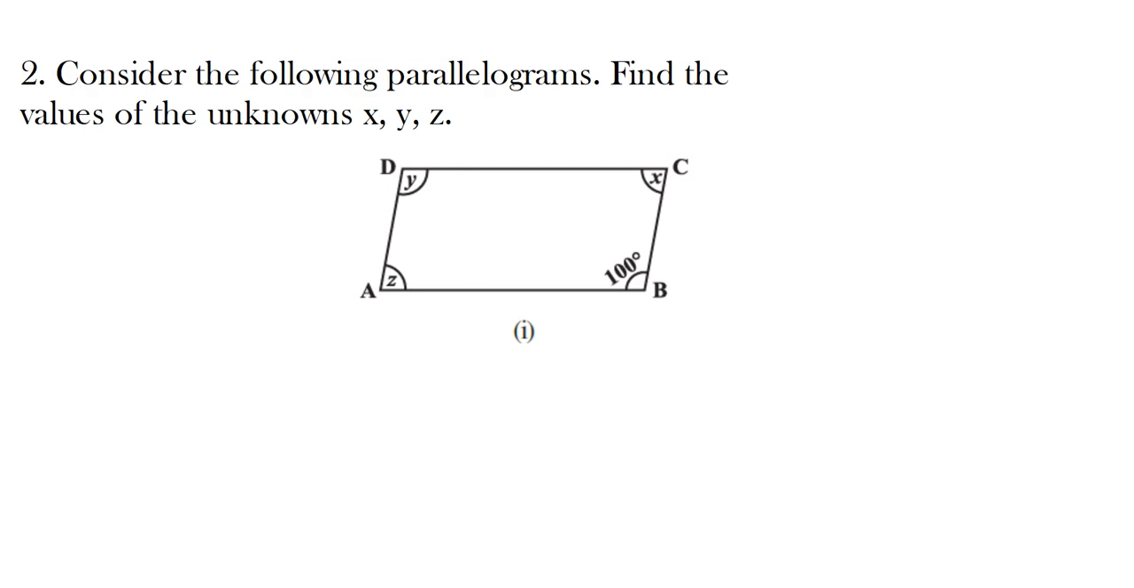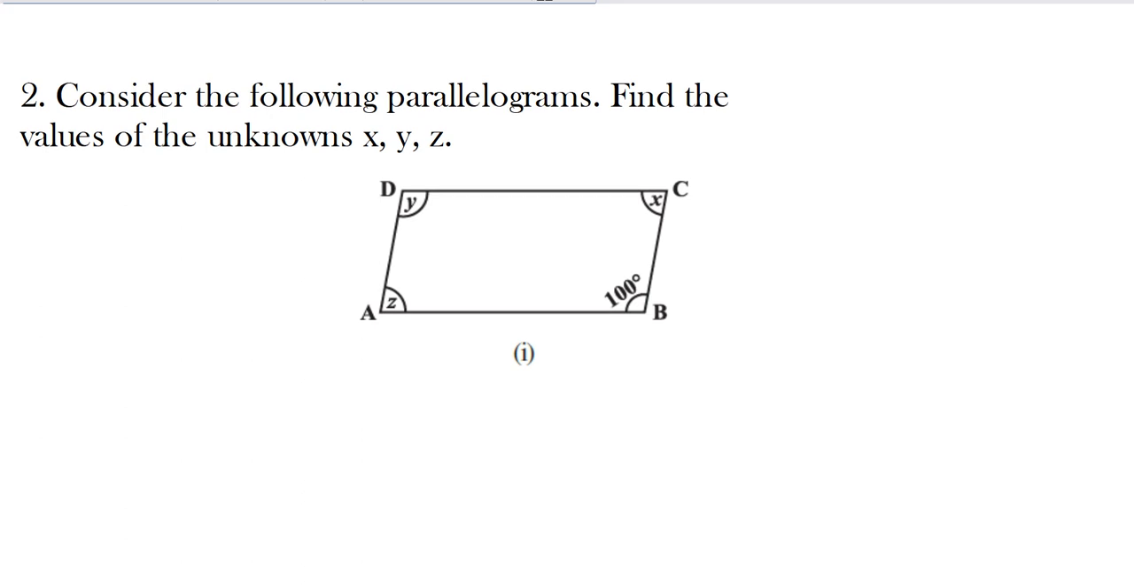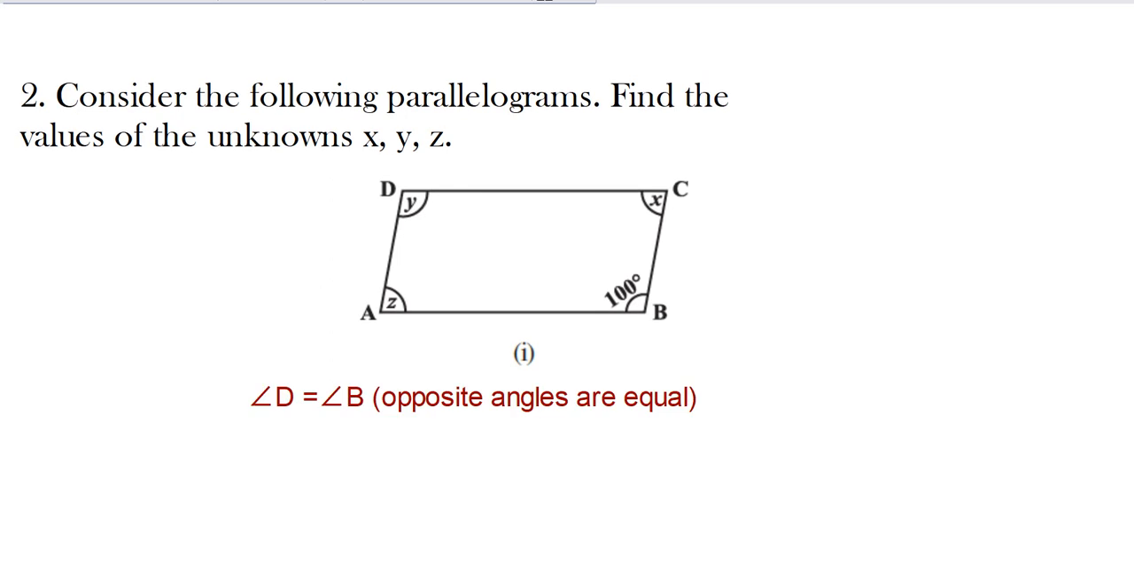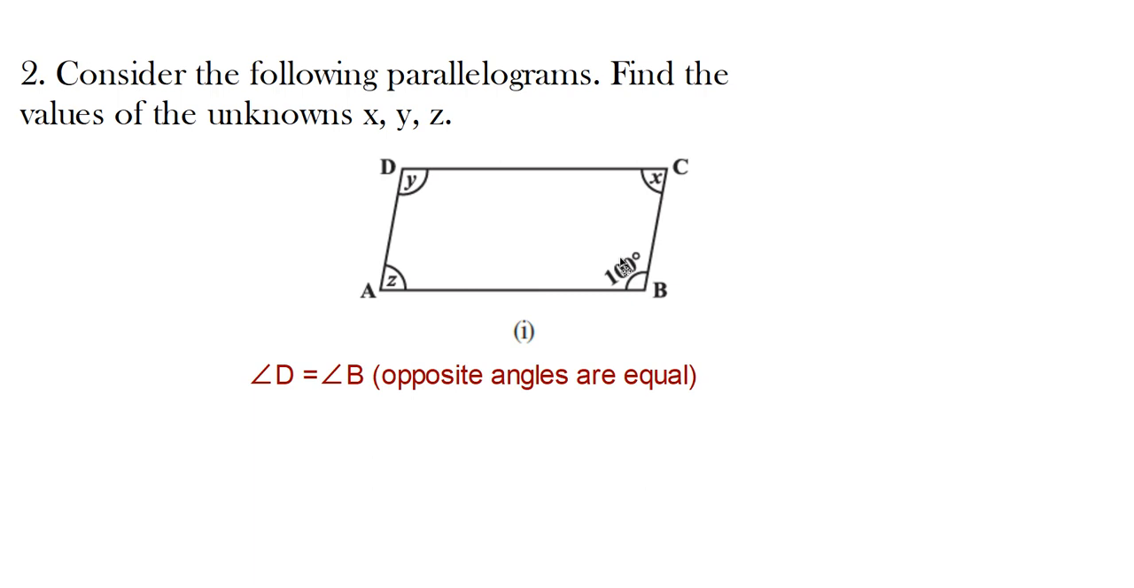Look at the second question. Consider the following parallelogram, find the values of x, y and z. Here you can find out angle B and angle D. Angle B is equal to angle D. You can write angle D is equal to angle B, opposite angles are equal. Therefore, you can write Y is equal to 100. Now, similarly, if you know angle B plus angle X is equal to 180 degree, adjacent angles are supplementary. From that, you will get the value of X.